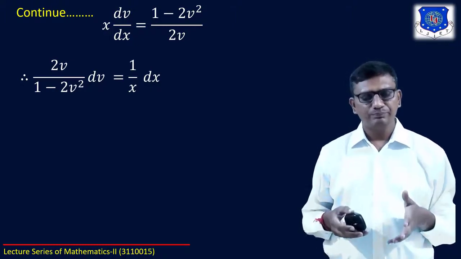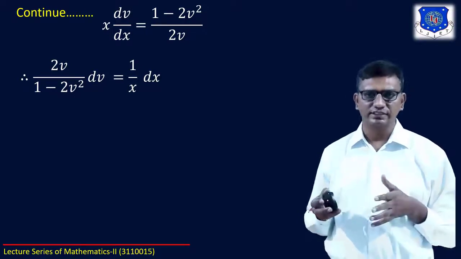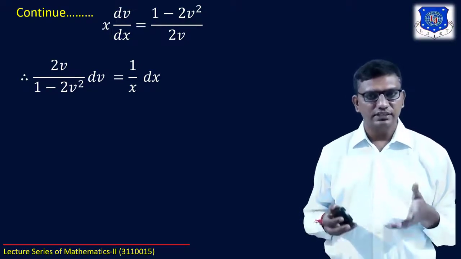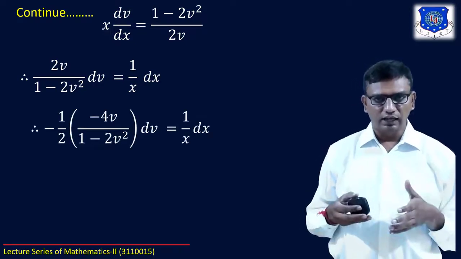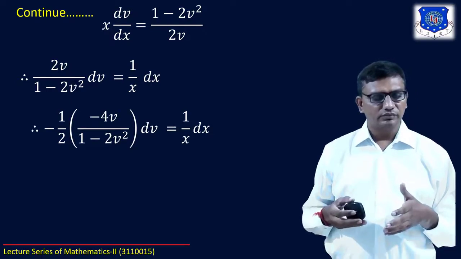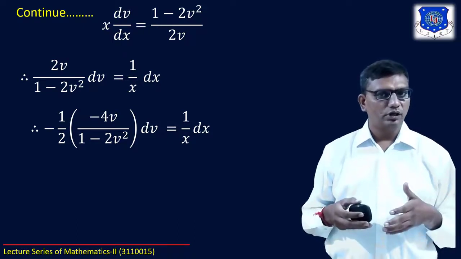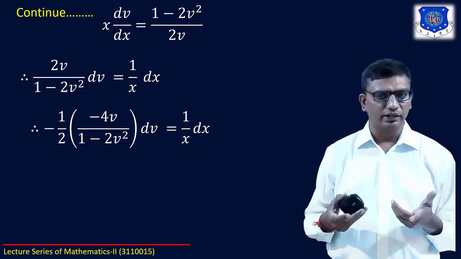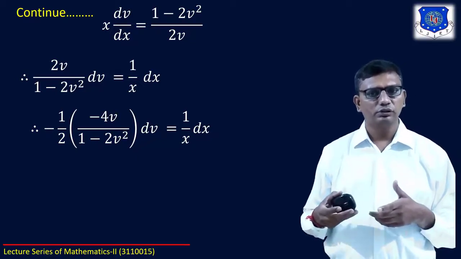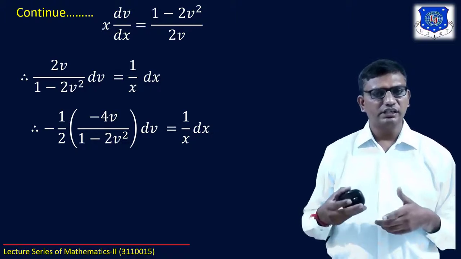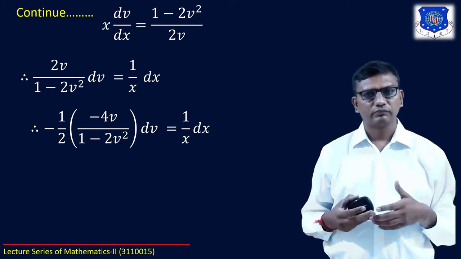We have all the terms of v on the left hand side and all the terms of x on the right hand side. We can easily take the integration, but before that we arrange the formula of integration. Here we multiply and divide by minus 1 by 2 to set the derivative of the denominator on the numerator. Here 1 minus 2v square has a derivative minus 4v. So we are multiplying with minus 1 by 2 on the left hand side.